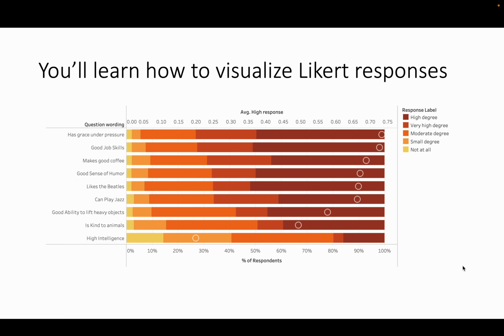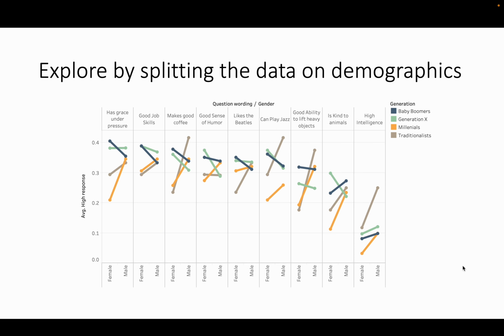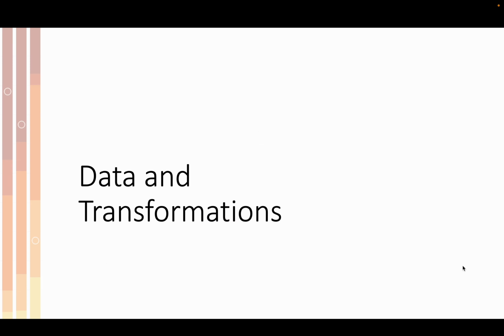We will be learning how to visualize these Likert scale responses, things like stacked bar charts. This happens to be stacked bars with an overlaid second axis showing average responses, but also things like slope charts where you can take that average response and then split it according to different demographic categorical variables. And I think this can really help you see patterns in your data.